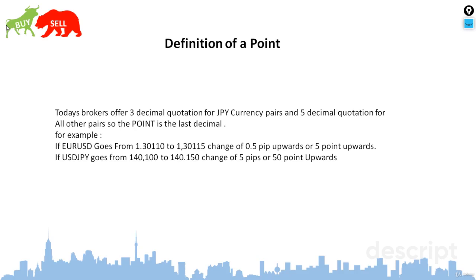If USD JPY goes from 140.100 to 140.150, that is a change of 5 pips, or 50 points upward.